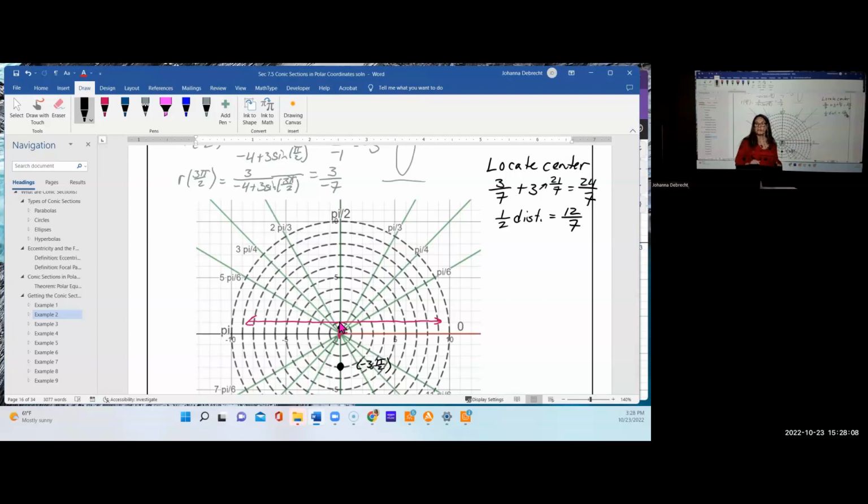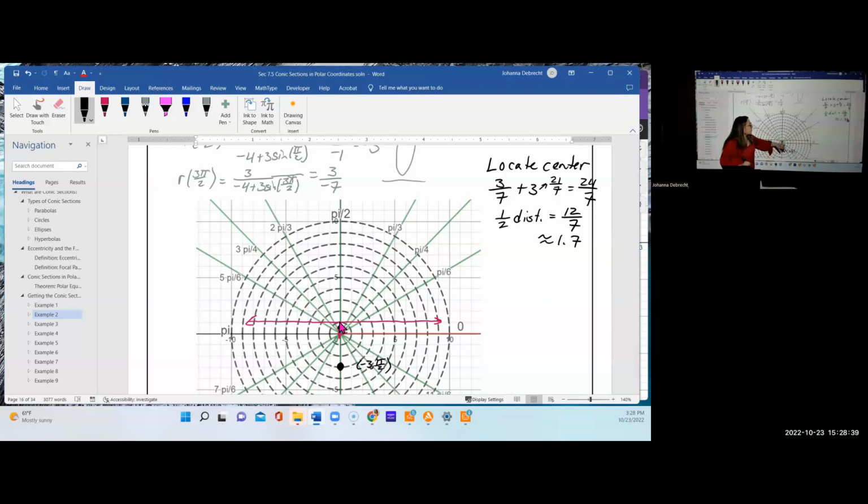Now 12/7 is a little bit more than 1. It's not quite up to, or it's maybe 1.5. I'm not sure. Let's see what it says. 12 divided by 7 is 1.7. So it's roughly 1.7. Now, that's not at a distance of 1.7 from the pole. It's at a distance of 1.7 from each vertex.